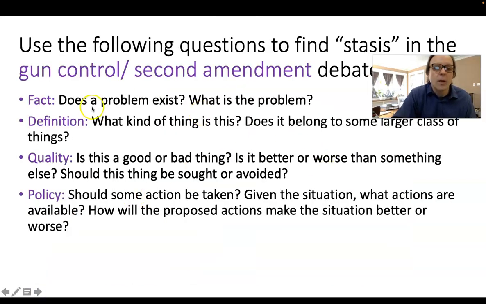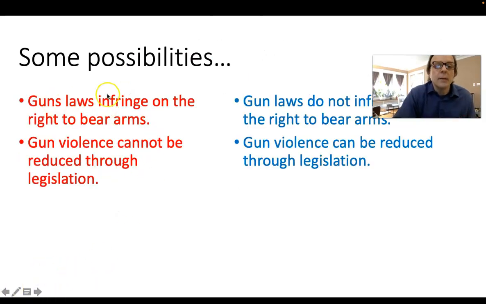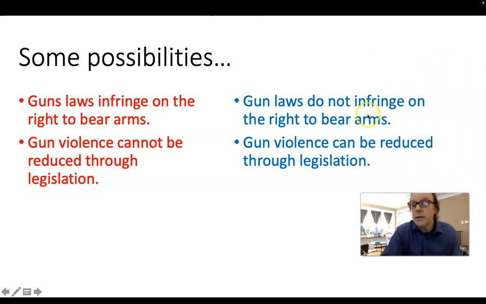We go through these stasis questions. Again, we ask, does a problem exist? And if you did this, what you'd want to do is ask these questions yourself and maybe answer them. And you'd have to take a position again. You'd have to be on the Second Amendment side or the gun control side. And then you'd maybe get to something like this. Gun laws infringe on the right to bear arms. Gun laws do not infringe, or don't need to infringe, on the right to bear arms. Gun violence can be reduced through legislation. Gun violence cannot be reduced.